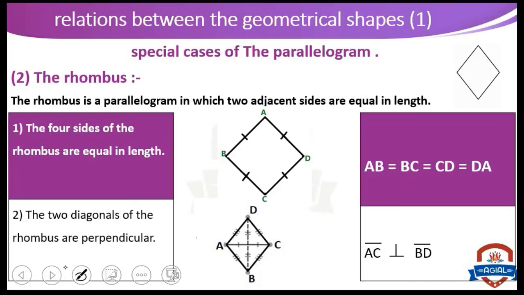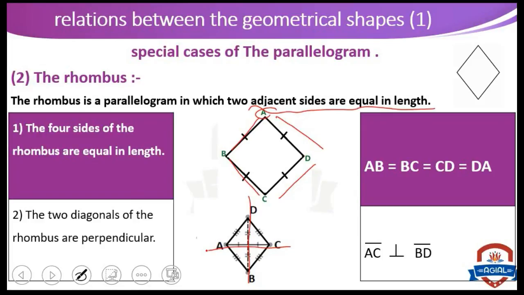The second shape is the rhombus. The rhombus is a parallelogram in which two adjacent sides are equal in length, like a square. The four sides of the rhombus are equal in length. So AB equals BC equals CD equals DA. The two diagonals of the rhombus are perpendicular. So DB is perpendicular to AC.